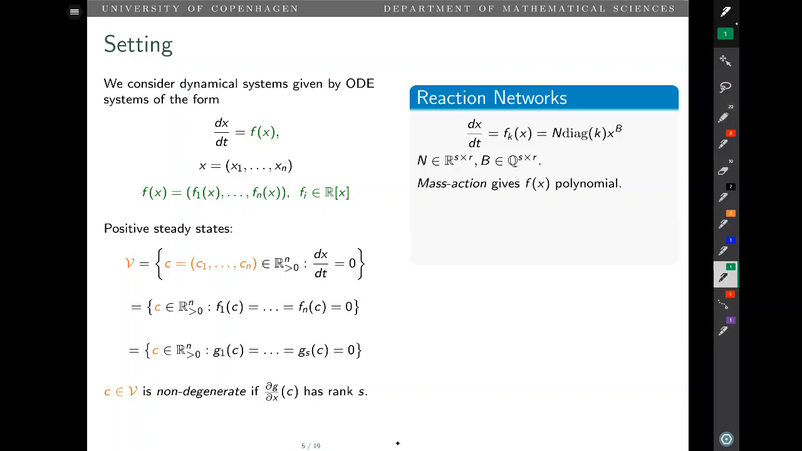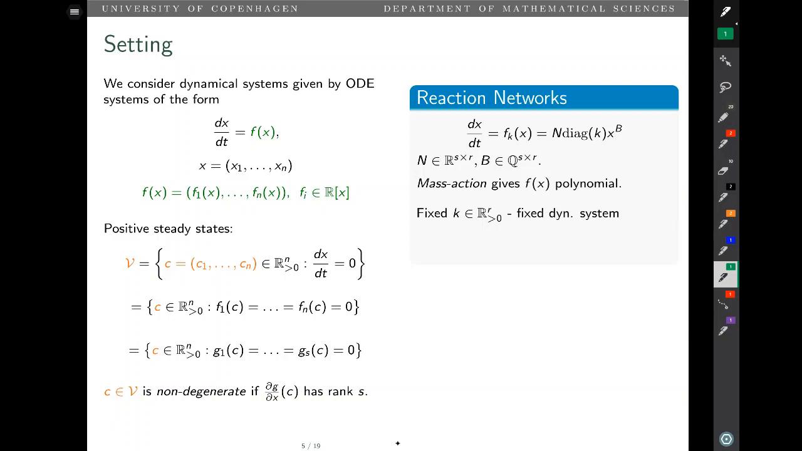And as I showed you, one example of building this kind of systems comes from reaction networks. Here x to the B encodes this vector of monomials. B would be the matrix which has one column per reaction, and this column has the exponents of all the variables in the corresponding monomial. So it's an s times r matrix. And this gives me, with mass action, a polynomial system.